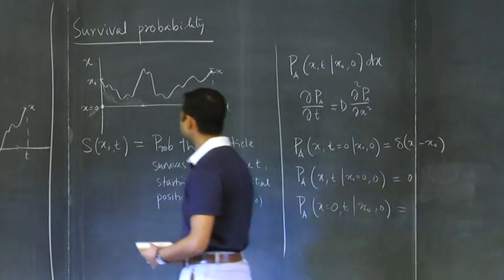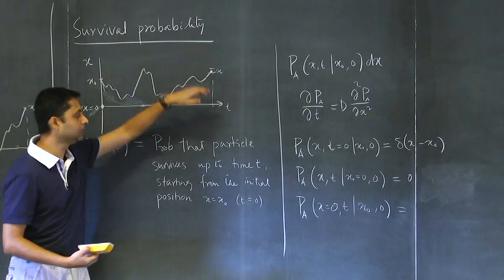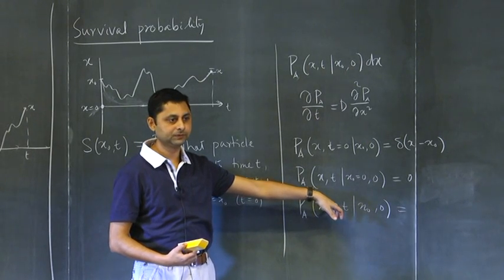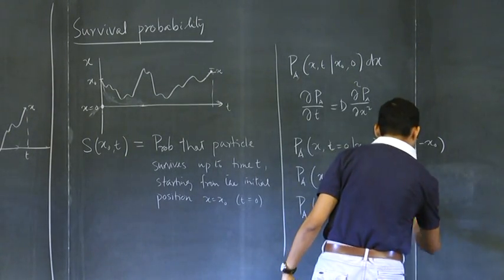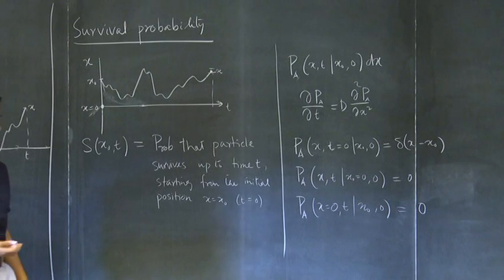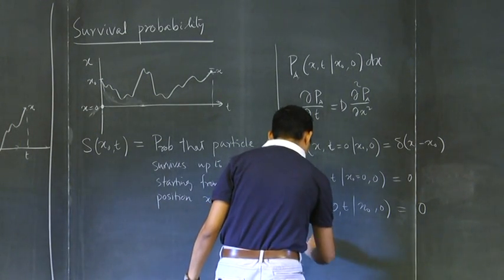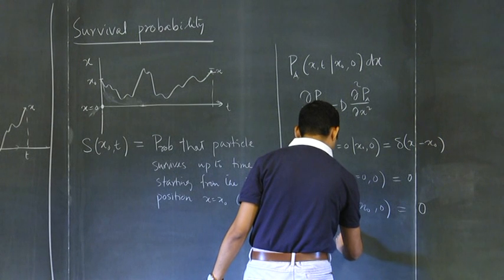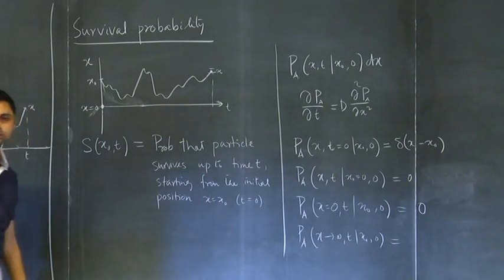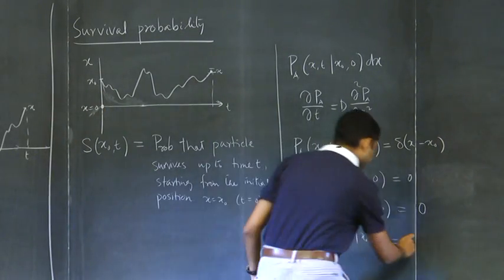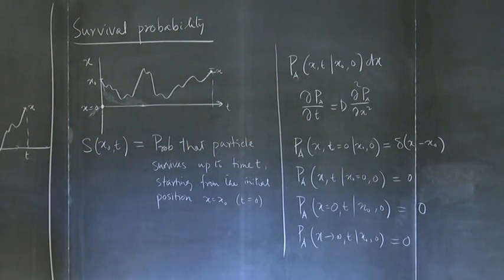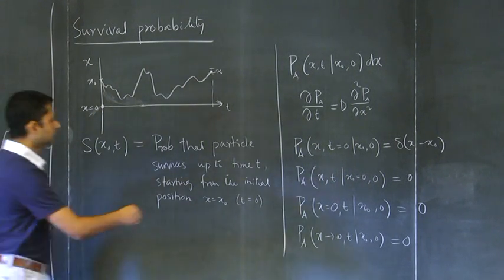By definition it is 0, because we are asking for the probability that it goes from here to here without crossing the origin, and this is the point where it is just at the origin. So that is equal to 0. And if this point is very far, x goes to infinity, P_A(x→∞, t | x0) is again equal to 0, because it is just some probability and it should be well behaved. So it goes to 0, like normalized. Now we need to solve this equation.